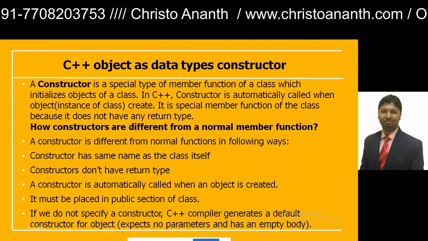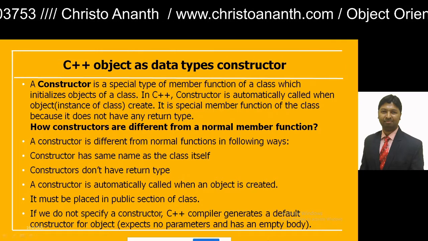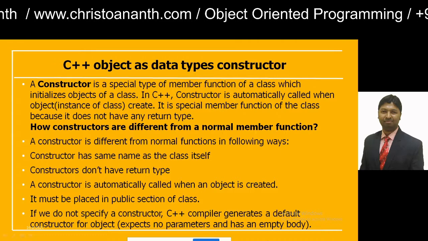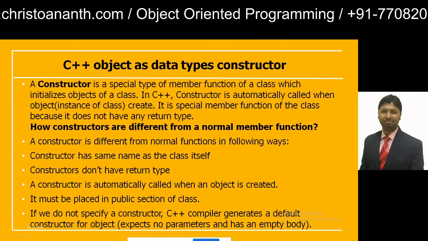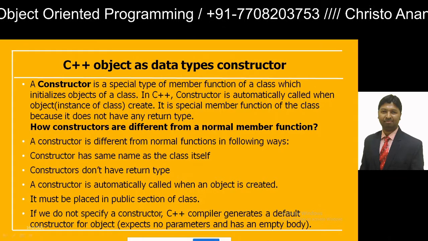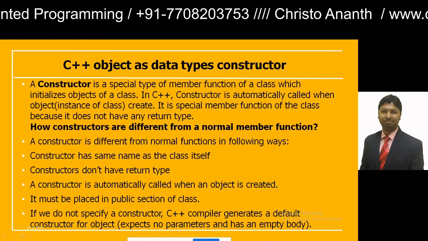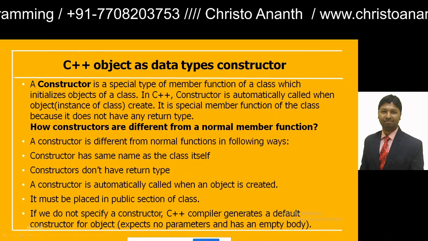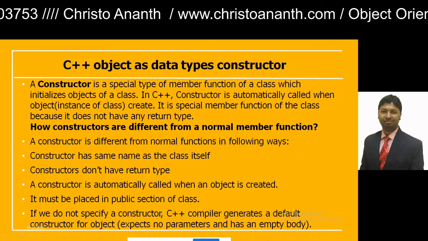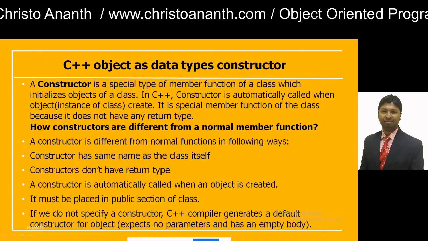We now move into C++ objects, which are considered data type constructors. You can define a constructor to be a very special type of member function of a class which initializes objects of the class. Generally in C++, the constructor is automatically called when an object, or a small instance of the class, is created.